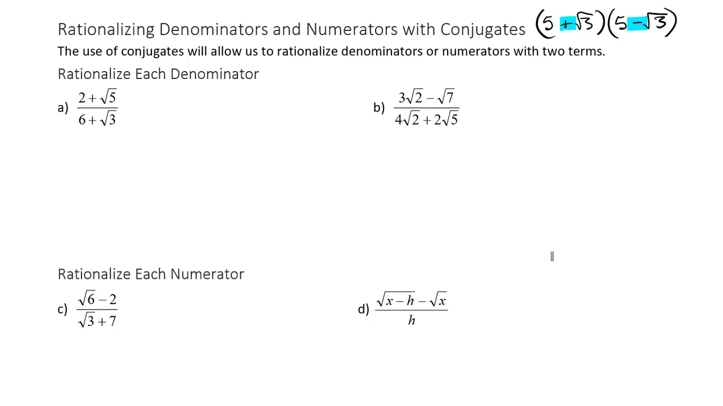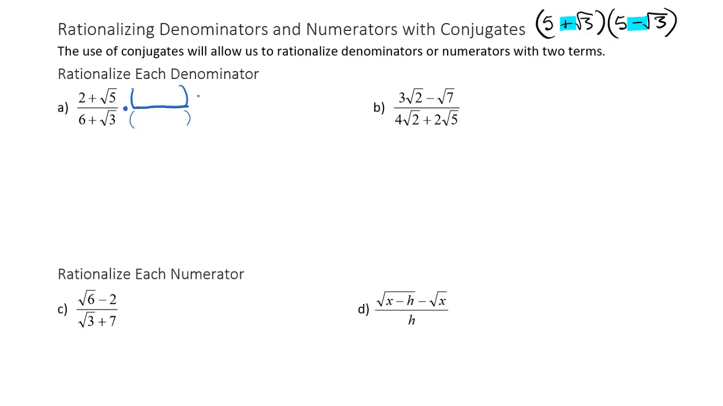When you're trying to rationalize a numerator or denominator with two terms, including radicals, you use something called multiplying by the conjugate to rationalize either the numerator or denominator. In this case, we're asked to rationalize each denominator. So our goal is to look at what the binomial is currently and then multiply it by the conjugate.